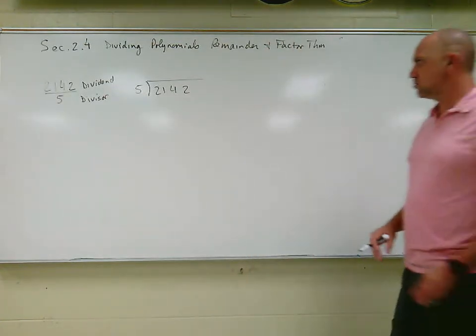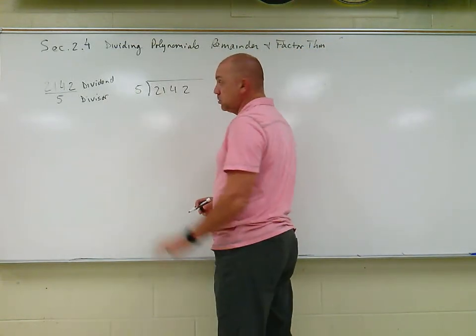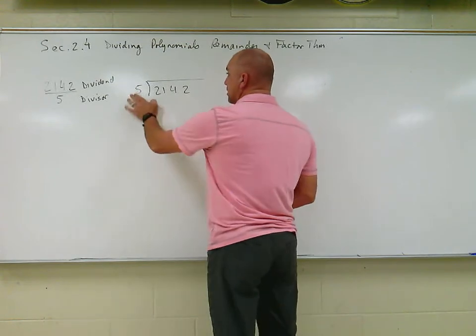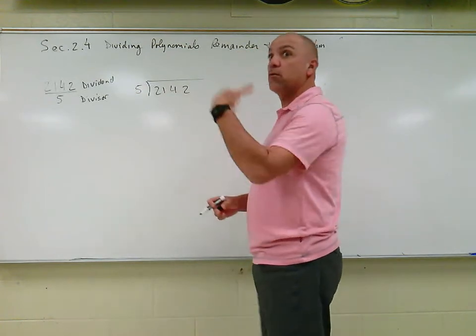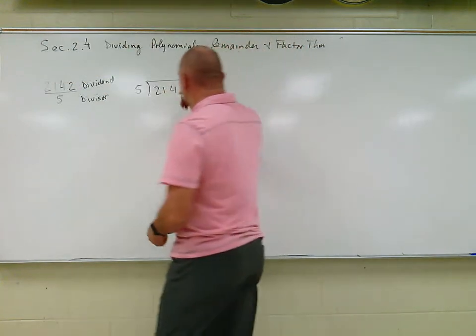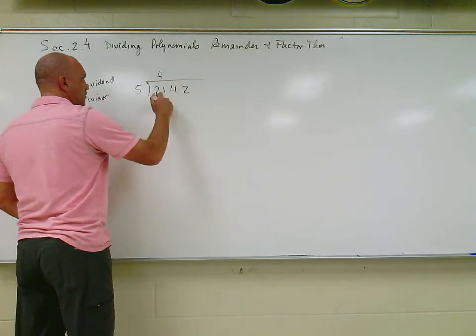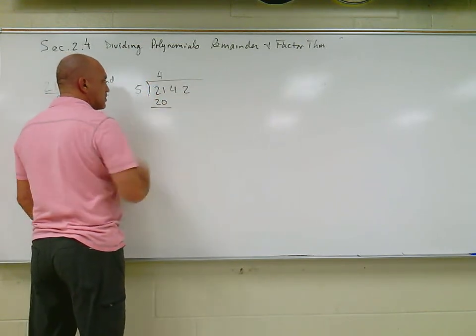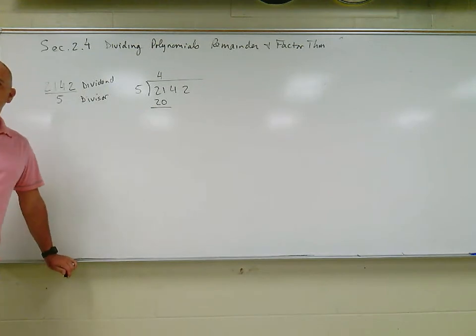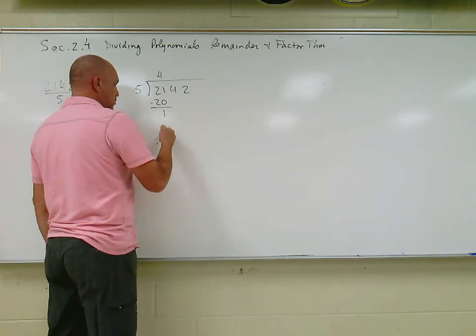So the first question is, she looked at the 21 because she knows 5 is not going to go into 2. How many times will 5 go into 21 without going over? Get close without going over, and that would be how many? 4. Once you figure that out, you multiply by the 5, and you get 20. Then you do what? Subtract. 21 minus 20 is 1.